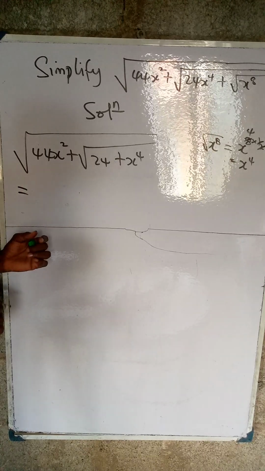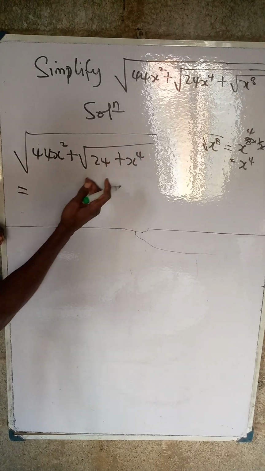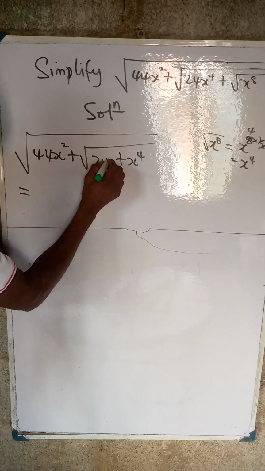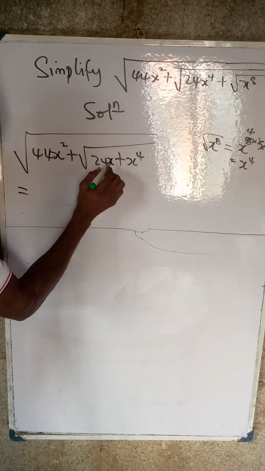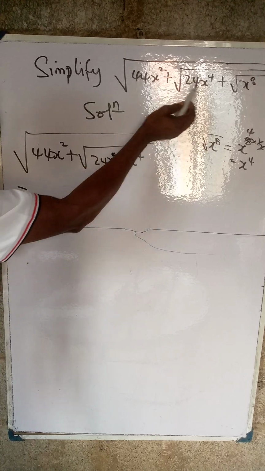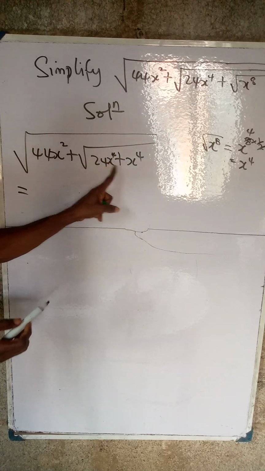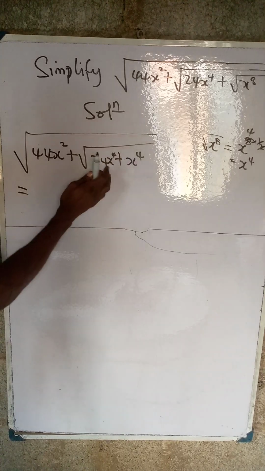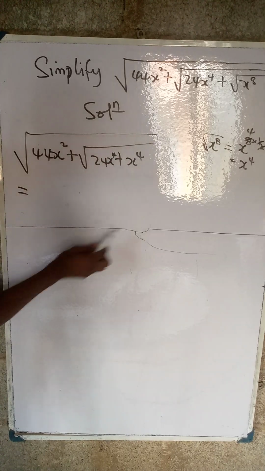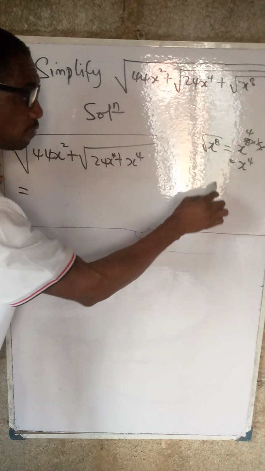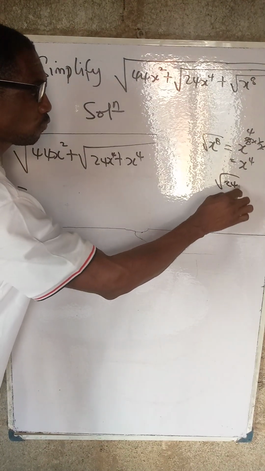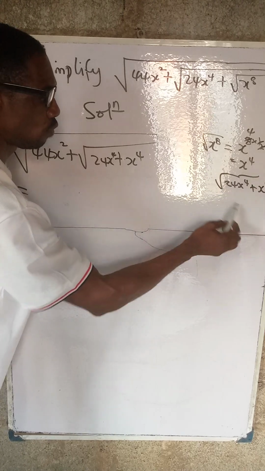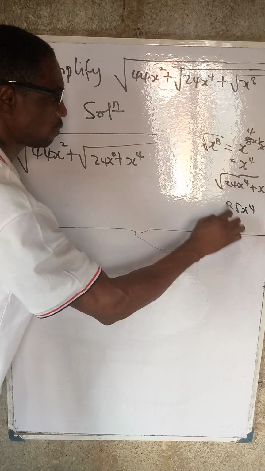Are we together? Right. Now I'm done with the first root here. This is 24 x raised to the power 4. Now this x raised to the power 4 and this x raised to the power 4. This is 1 x raised to the power 4. So 24 x raised to the power 4 plus 1 x raised to the power 4 will give us 25 x raised to the power 4.